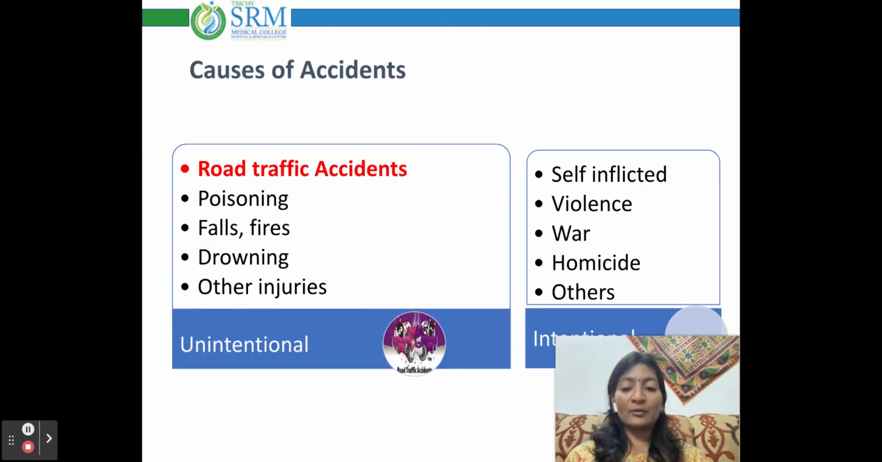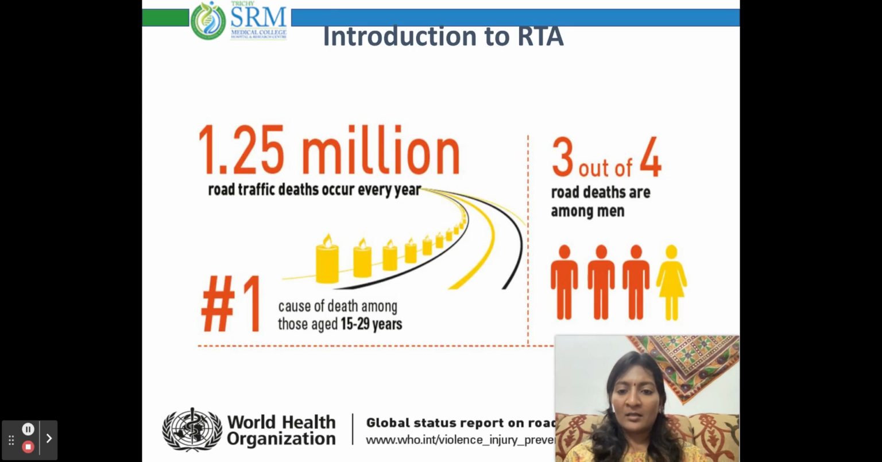So the causes of accidents include, first, the road traffic accident. One is unintentional, which includes RTAs, poisoning, falls, fires, drowning, and other injuries. While some accidents can be intentional, which can be self-inflicted, violence, war, homicide, and others.